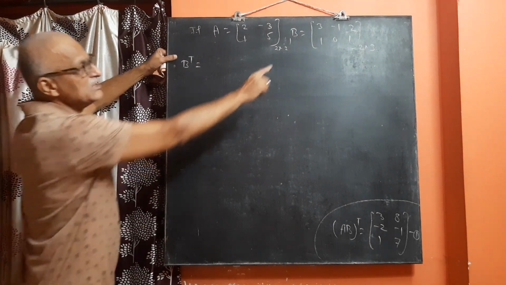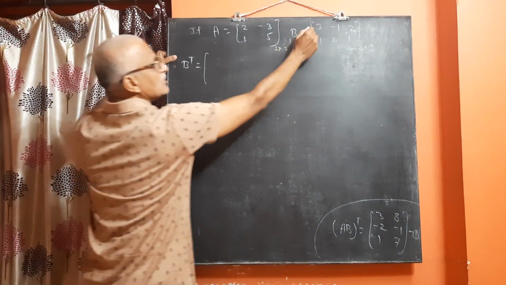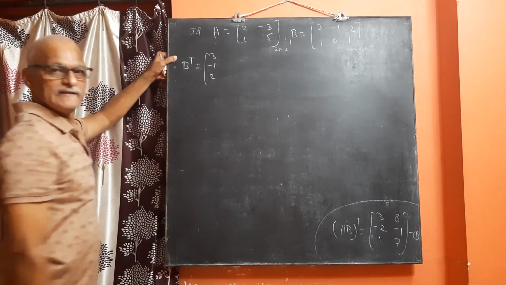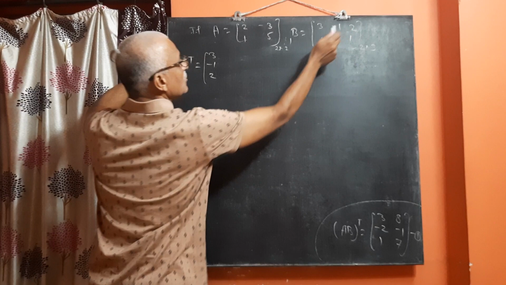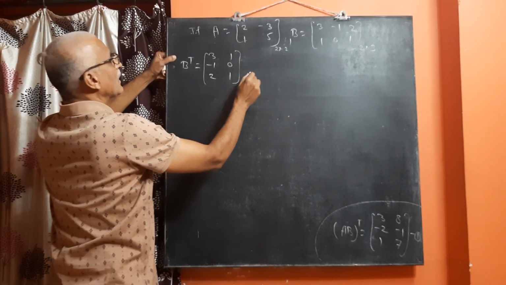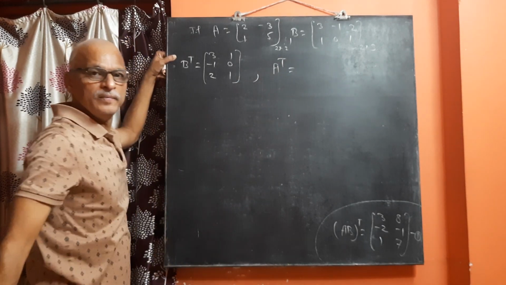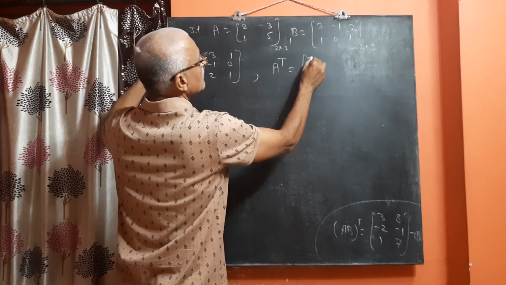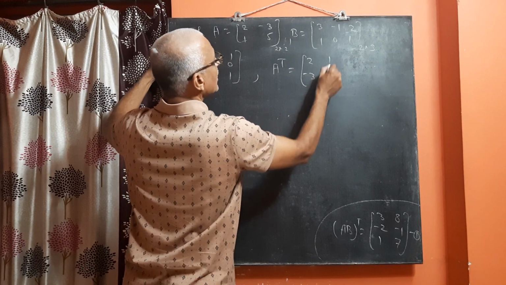Transpose of B means, this is B, and you have to find out its transpose. So again the first row will become first column, 3 minus 1, 2. Then transpose of B is 3 minus 1, 2, and this will be 1, 0, 1. And transpose of A equals, the first row will become first column, 2 minus 3. Second row will become second column, that is 1 and 5.